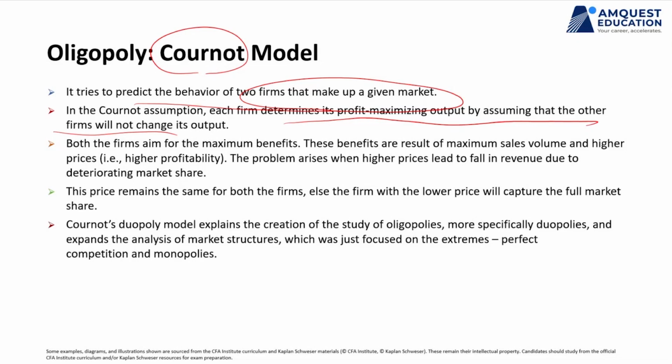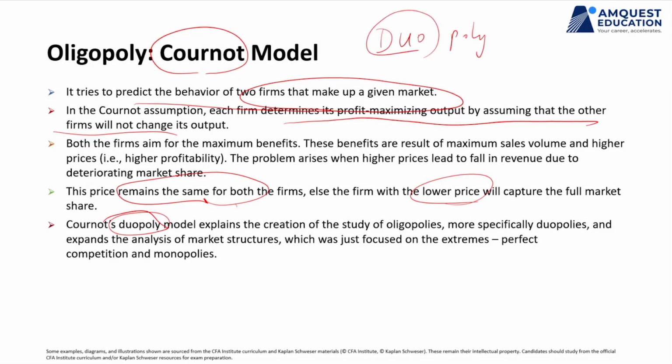Okay, the market share may fall because they have increased prices, right? If the price remains the same for both, the firm with a lower price will always capture the market share. Correct? So the Cournot model explains, and Cournot is a duopoly model. What's a duopoly model? Like monopoly is one, duopoly is two. So the Cournot model tries to explain that if this is a duopoly market, two people, then they should try to maintain the prices.